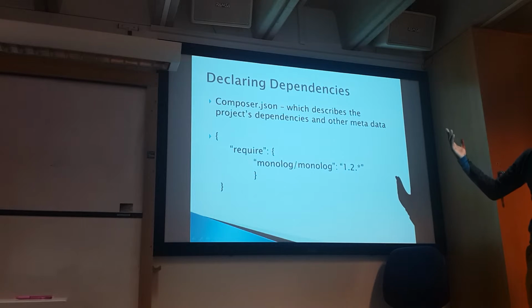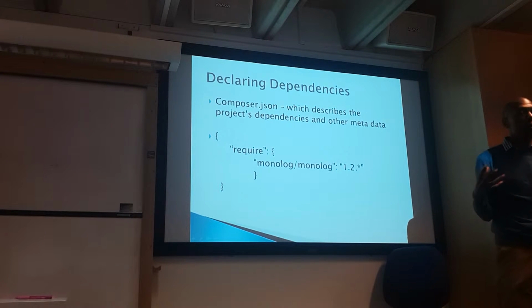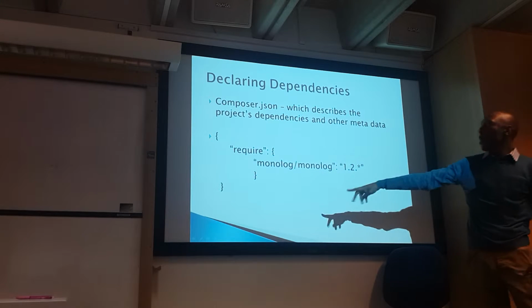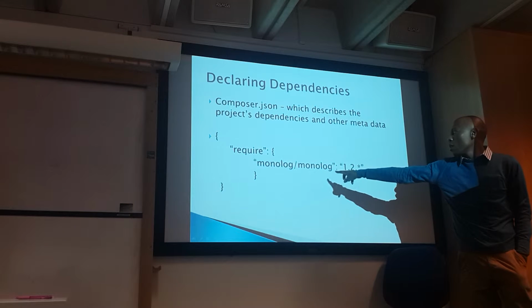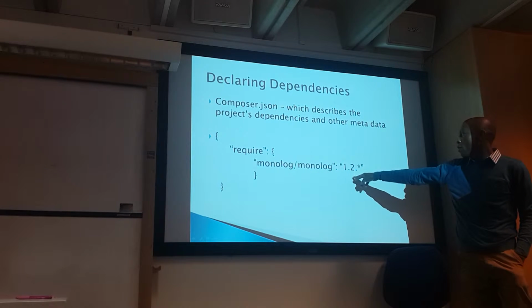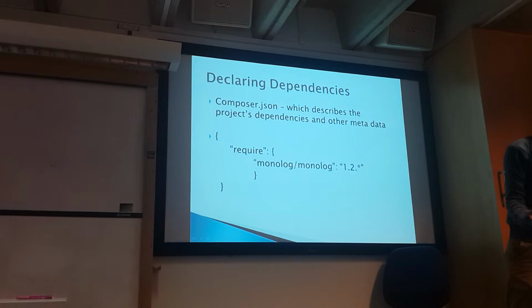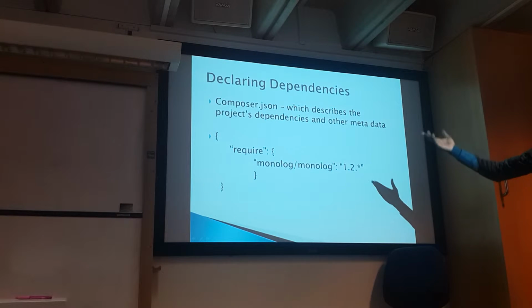So this is an example. You create a composer.json file, and in it you tell it, for example, that you require a package called Monolog, with a version greater than 1.2, and then it adds in all the required files and libraries needed for that package to work. It holds all your project dependencies and other metadata, like the repository or your version. If you're doing version control, you can put your version control data in there as well.